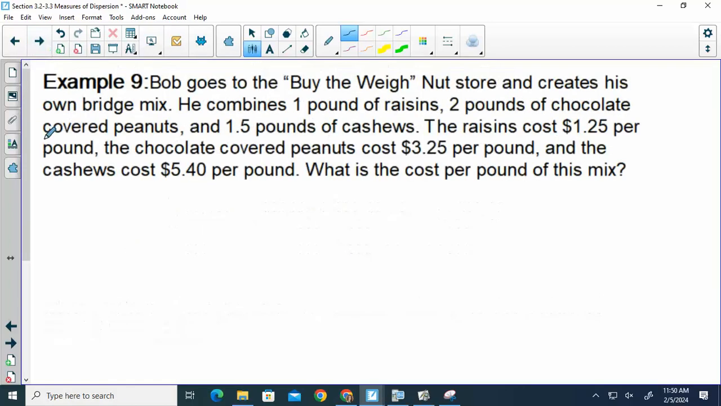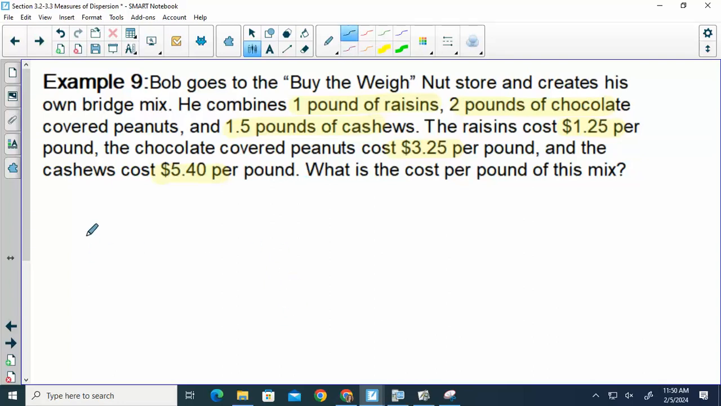So let's try one. Bob goes to the by-the-weight nut store and creates his own bridge mix. He combines 1 pound of raisins, 2 pounds of chocolate covered peanuts, and 1.5 pounds of cashews. Raisins cost $1.25 per pound. Chocolate covered peanuts are $3.25 per pound. Cashews cost $5.40 per pound. What is the cost per pound of this mix?